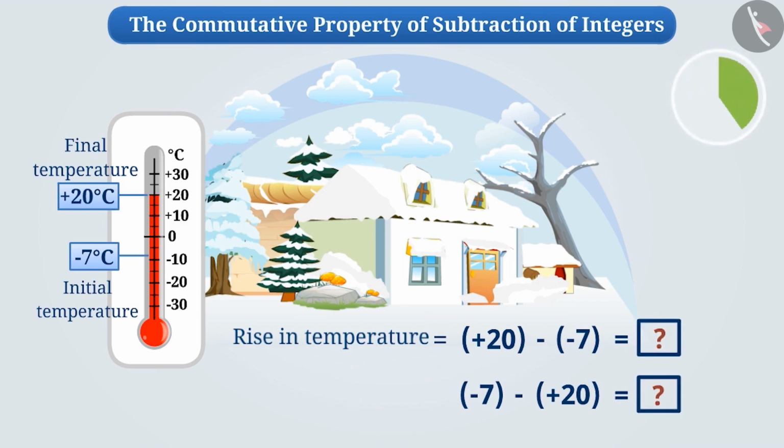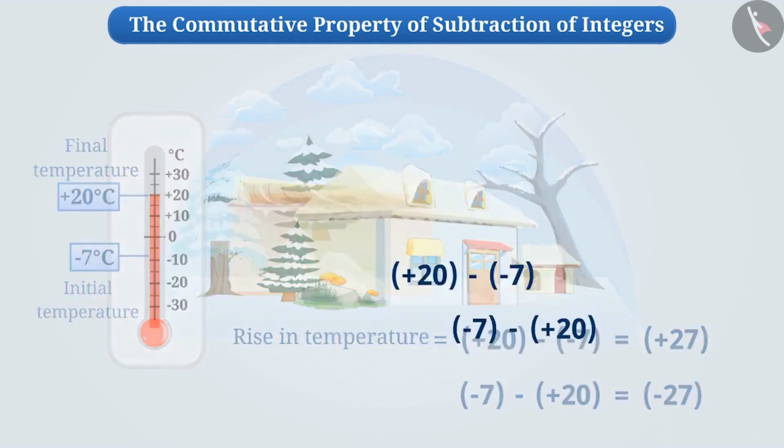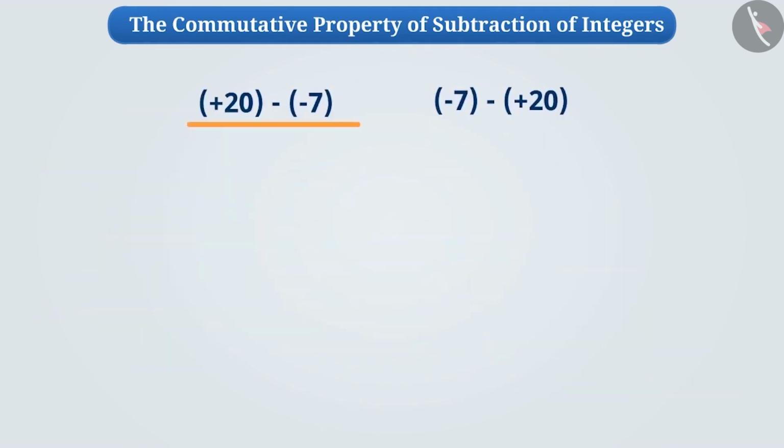Think for a while. You are absolutely right. The result will not be equal. Plus 20 minus 7 will result in plus 27, while minus 7 minus plus 20 will result in minus 27. In both cases, the result is not equal. Hence, plus 20 minus 7 is not equal to minus 7 minus plus 20.